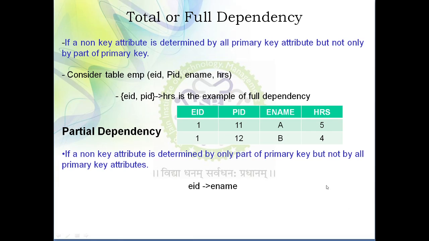If a non-key attribute is determined by only part of a primary key, because in this case the primary key is formed with employee ID and project ID, but in order to find the name I am using only one attribute, employee ID. That's why this is an example of partial dependency and this is an example of full dependency. So full dependency means I am using all primary key attributes to find the value of the non-key attribute, and partial dependency means I am using only part of a primary key to find the value of the non-key attribute. So this is an example of full dependency and this is an example of partial dependency.